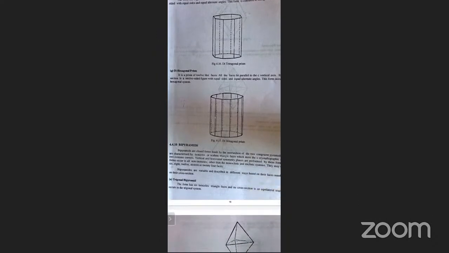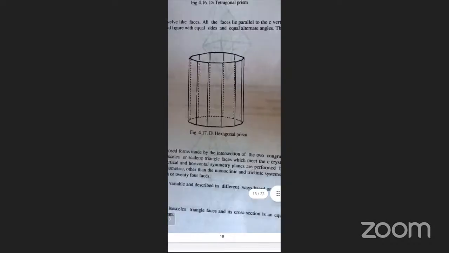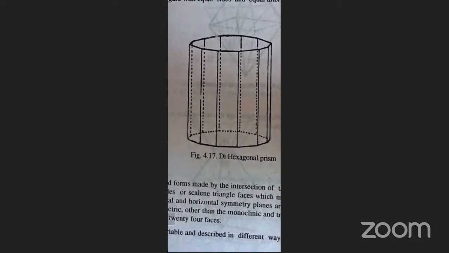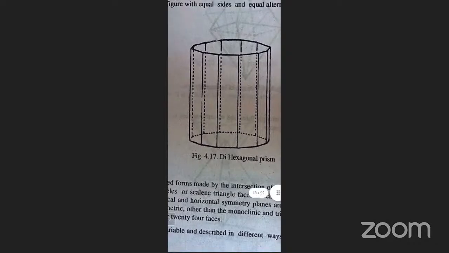The dihexagonal prism, in a dihexagonal prism, it has 12 faces. All the faces are parallel to the vertical C axis. You see, vertical. It's parallel to the C axis.